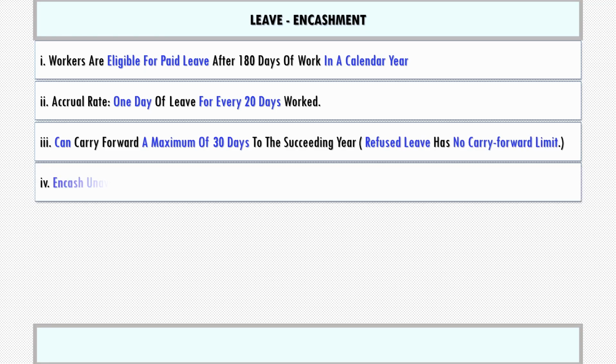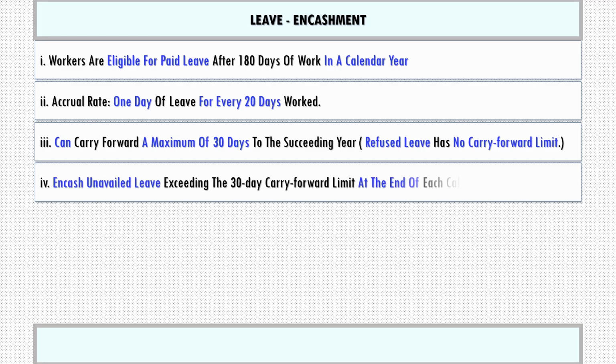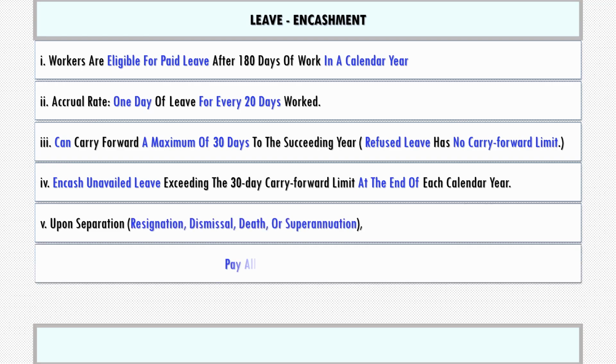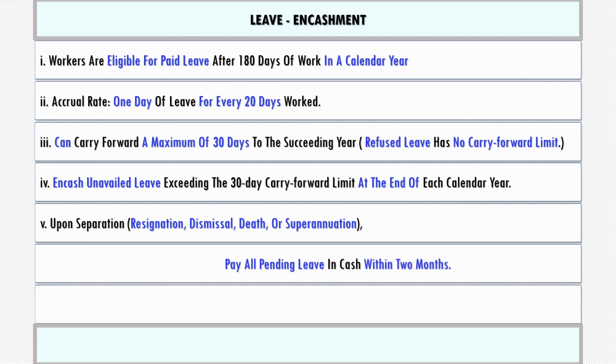An employee can encash unavailed leave exceeding the 30-day carry forward limit at the end of each calendar year. Upon separation, that is resignation, dismissal, death or superannuation, the employer is required to pay all pending leave in cash within a period of 2 months therefrom.